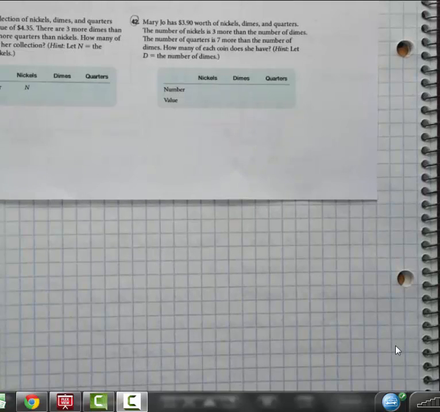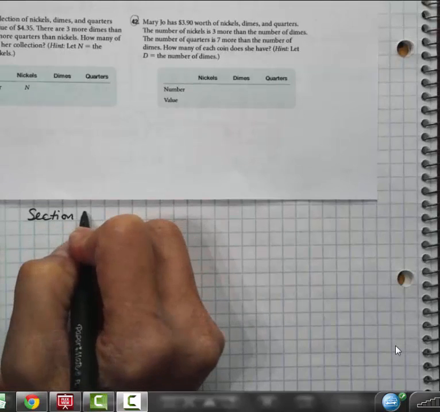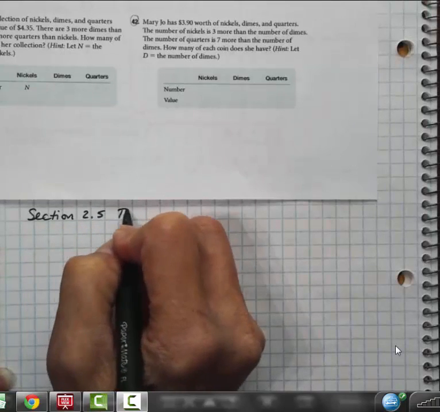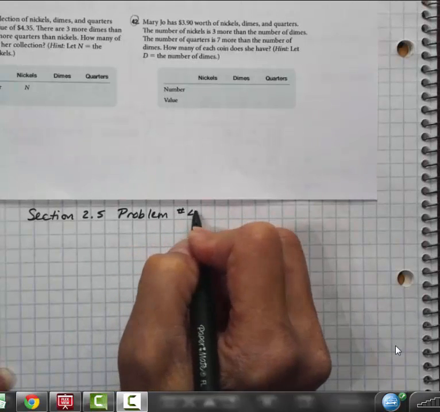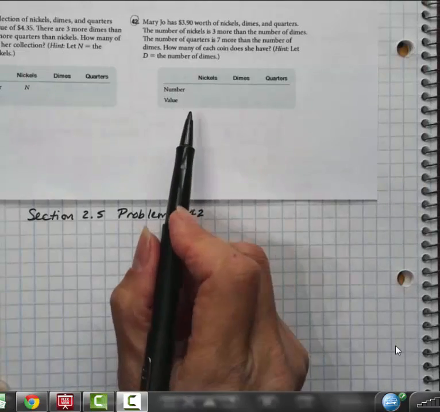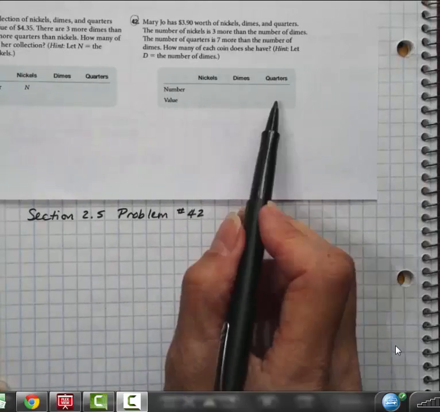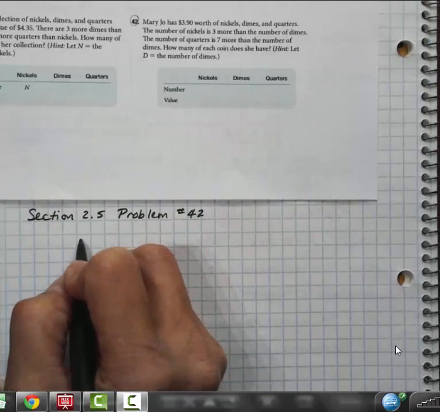Okay, we're doing problem in 2.5, number 42, and it's a coin problem. So in problem 42, they've given us a nice little chart to start off with. So I'm just going to go ahead and copy that chart down here.